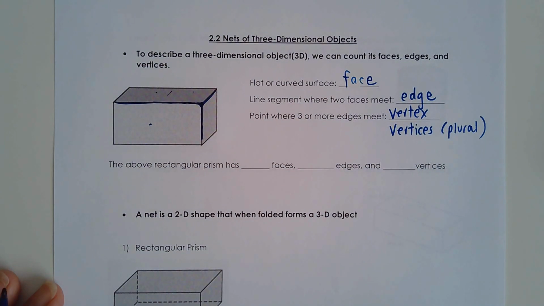Okay, so what I'd like you to do is pause the video, go find yourselves a rectangular prism, like a Kleenex box, or even a book would work for this. And I'd like you to count how many faces, edges, and vertices it has.